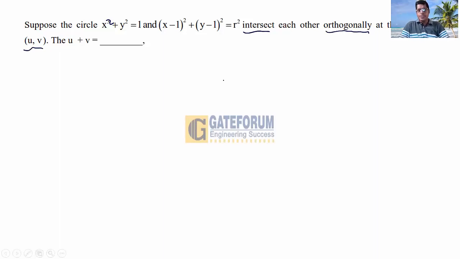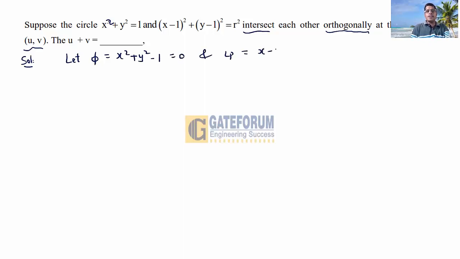This question is from engineering mathematics, from the topic calculus, either differentiation calculus, where the product of the slopes is minus 1, or you can use vector calculus, that is grad phi dot grad psi is equal to 0, where the curves or surfaces are denoted by phi and psi. The solution is: let phi equal to x square plus y square minus 1 equal to 0, and psi, that is psi of x comma y, equal to x minus 1 whole square plus y minus 1 whole square minus r square equal to 0. This is equation 1 and this is equation 2.